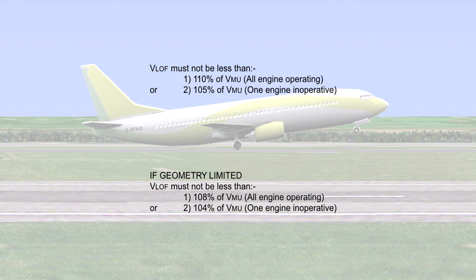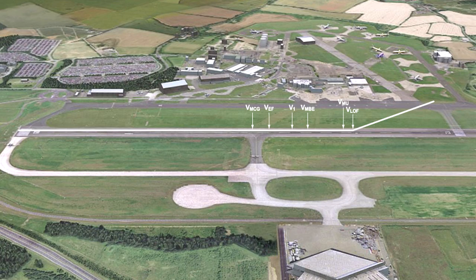However, if the attitude of the aeroplane in obtaining VMU was limited by the geometry of the aeroplane, i.e. tail contact with the runway, VLOF must not be less than 108% of VMU in the all engines operating condition and 104% of VMU in the one engine inoperative condition. Returning to our construction of the sequence of V-speeds in the takeoff, we can now add VMU and VLOF, as shown.